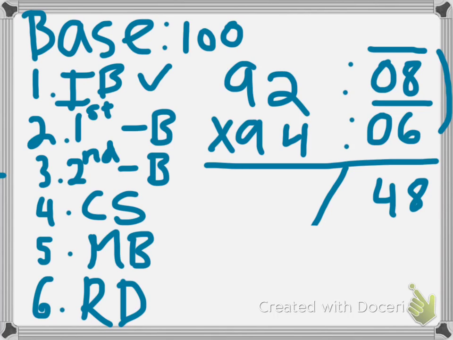And now let's do the cross subtraction. What's 92 minus 6? That's 86. Or 94 minus 8, which is also 86.